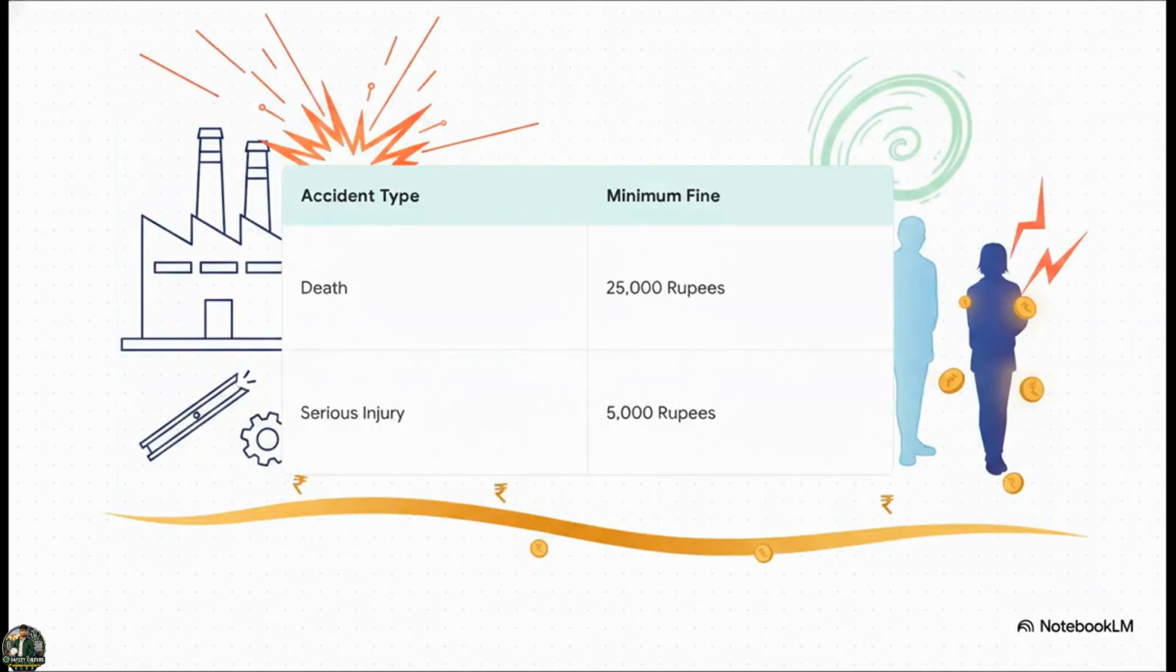And this is where the human stakes really come into focus. If a violation results in an accident causing death or serious injury, there are absolute minimum fines strictly enforced by the courts. They literally cannot go lower than 25,000 rupees for a death or 5,000 rupees for a serious bodily injury. The law draws a very hard line in the sand regarding the cost of human safety.